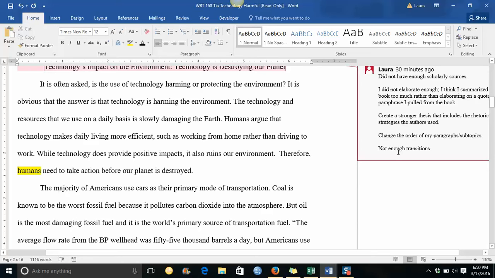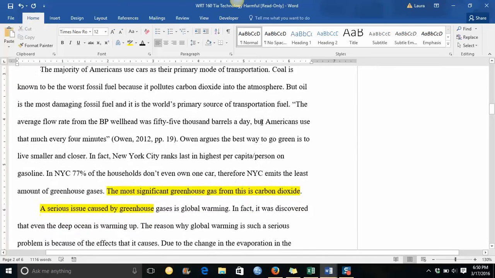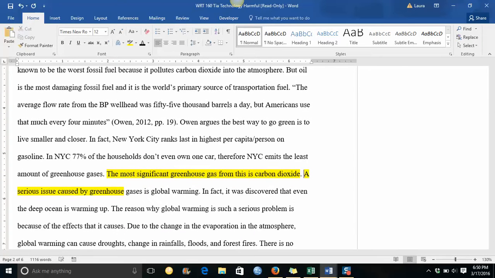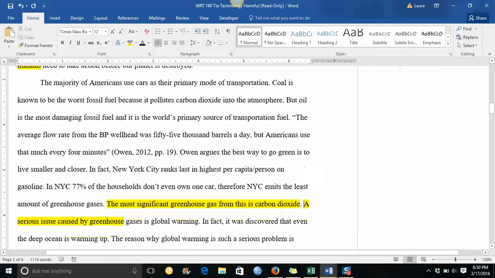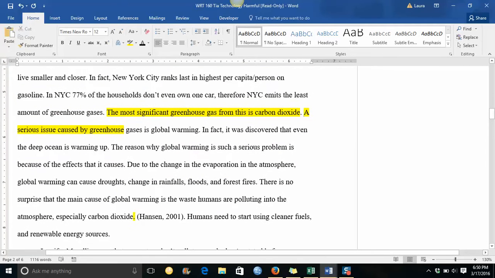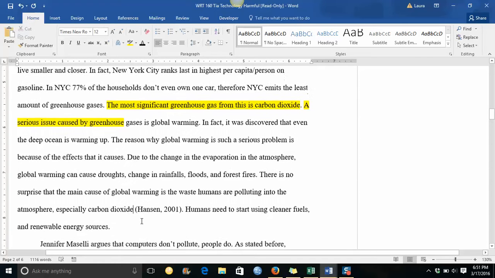And then not enough transitions. I didn't notice that, but I did notice the need to change some of the structure of the paper itself. Okay, so here's one of the things. I think you could join these two paragraphs because you start with the whole concept of fossil fuels and you come back to it at the end, and you move through the concept of greenhouse gases. Now, when you have a quote, or I'm sorry, a summary, you want to make sure that you put the period after the citation, just like you would with an actual quote.